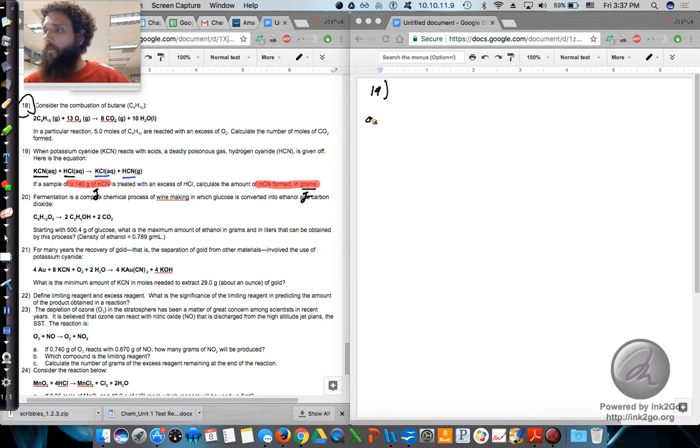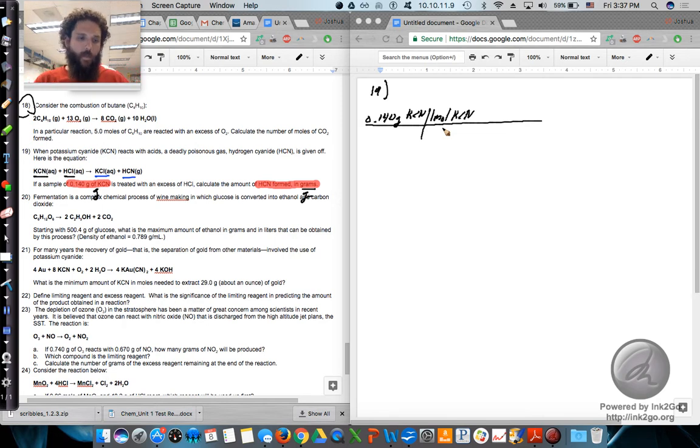We have 0.140 grams of potassium cyanide. 1 mole is, get out the calculator and the periodic table. Potassium is 39.1, carbon is 12, nitrogen is 14. That gets 65.1.